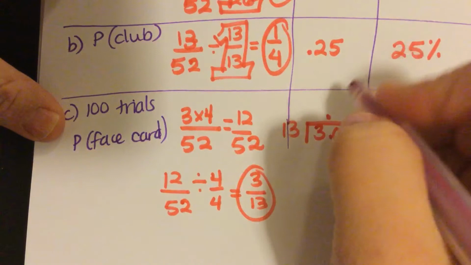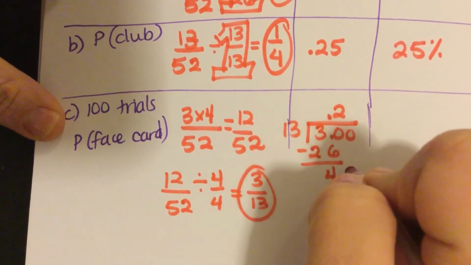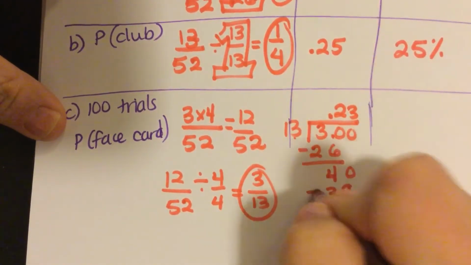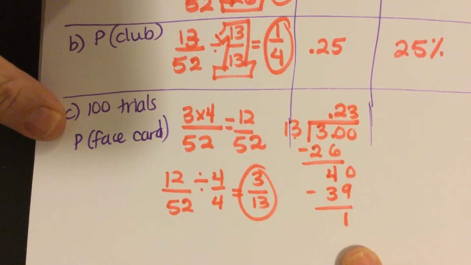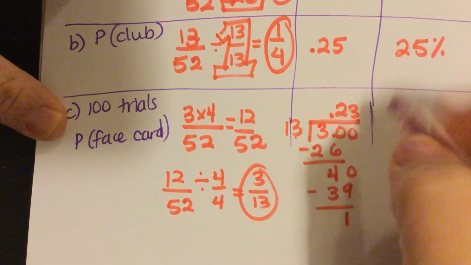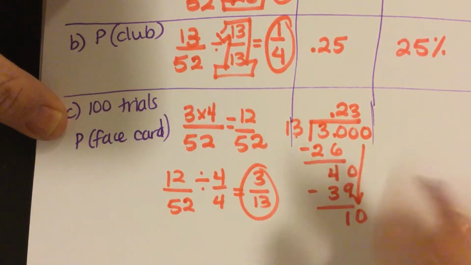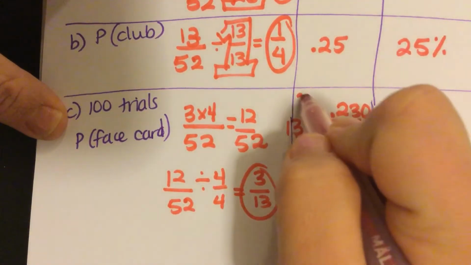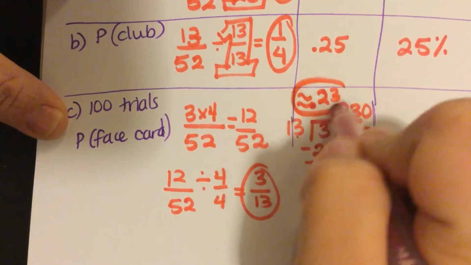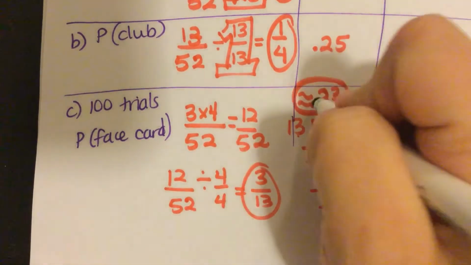13 divides 30 twice. 13 divides 40 3 times. I have a remainder of 1. I'm going to need to see if this becomes 23 hundredths or 24 hundredths, because I'm going to round to the nearest hundredths. And 13 does not divide into 10, so it's 0. This is going to be about 23 hundredths for my final answer. I'm putting the squiggly sign to show that it's about. It's not exactly.